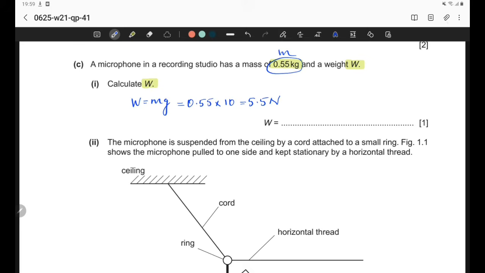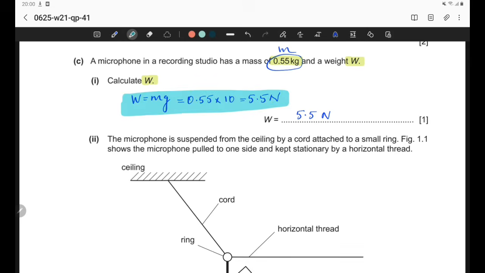Since it is weight, it's a force, so the unit is Newton. We will get 1 mark for writing this answer with the unit. Since it is a 1 mark question, the working part is not necessary to score 1 mark.